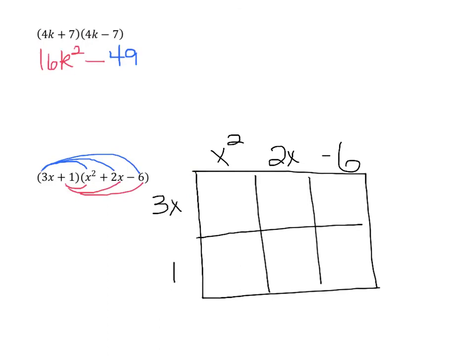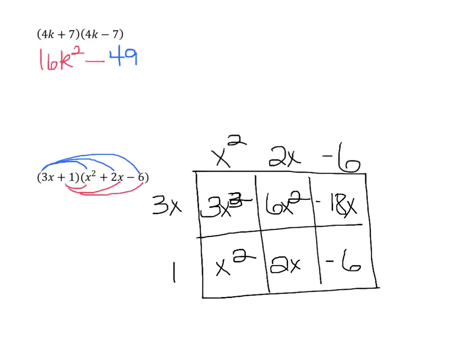And then all you do is complete the area. So x squared times 3x, that's 3x cubed. 2x times 3x, hope you caught the mistake that I just made. That's 3x cubed here. 2x times 3x is 6x squared. And then negative 6 times 3x is negative 18x. You do the same thing on the next row. X squared times 1 is x squared. 2x times 1 is 2x. Negative 6 times 1 is negative 6.